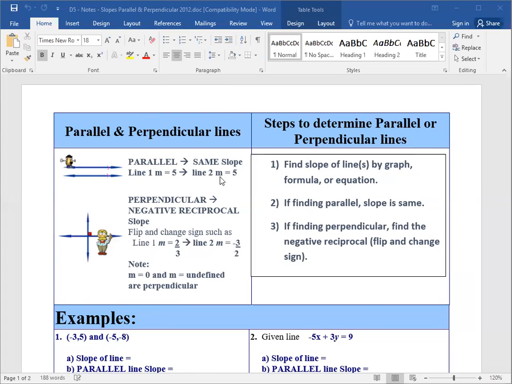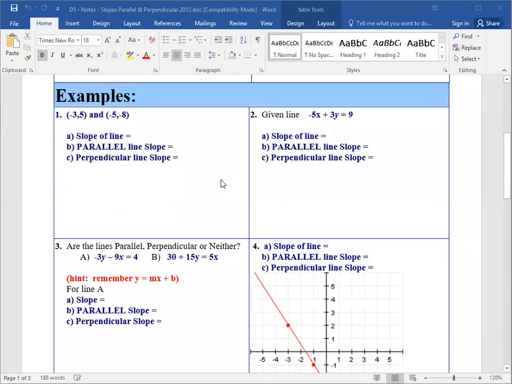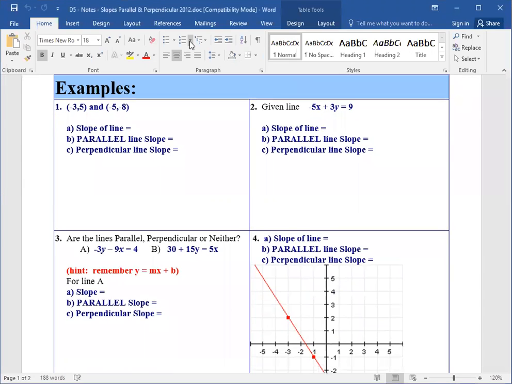So let's go down and work a couple of problems. These are our examples that we're going to work here. And here we have 2 points, and it just wants us to find the slope. So remember, you have a couple of different ways that you could do slope. You could use the slope formula or vertical. I'm going to do the vertical formula here.